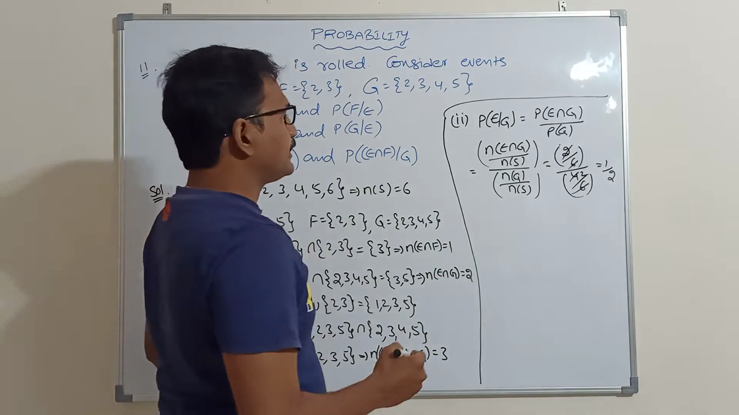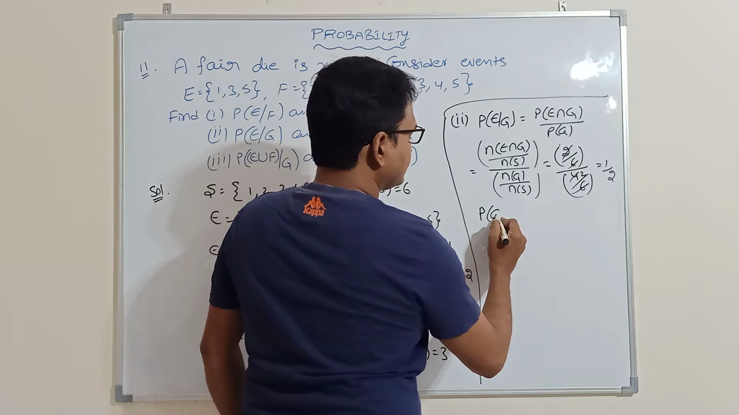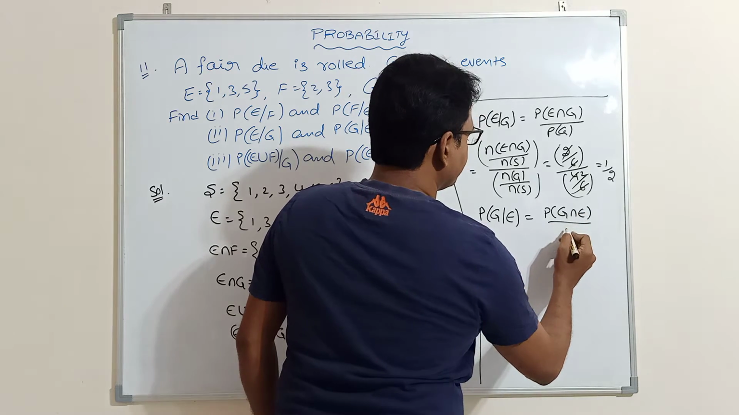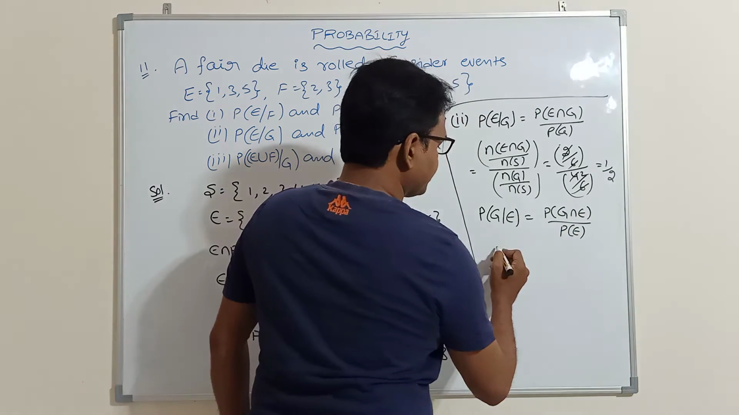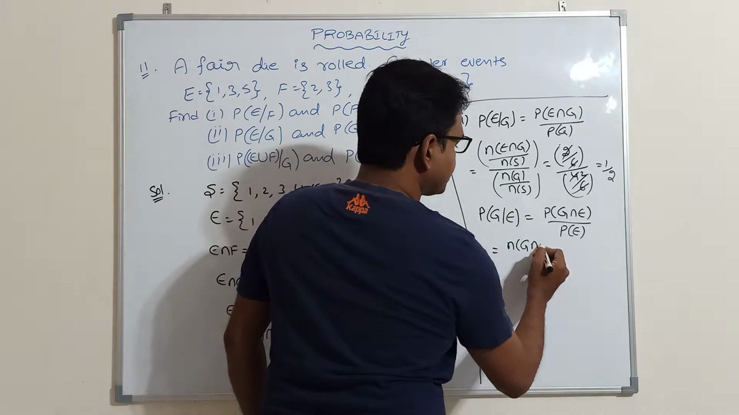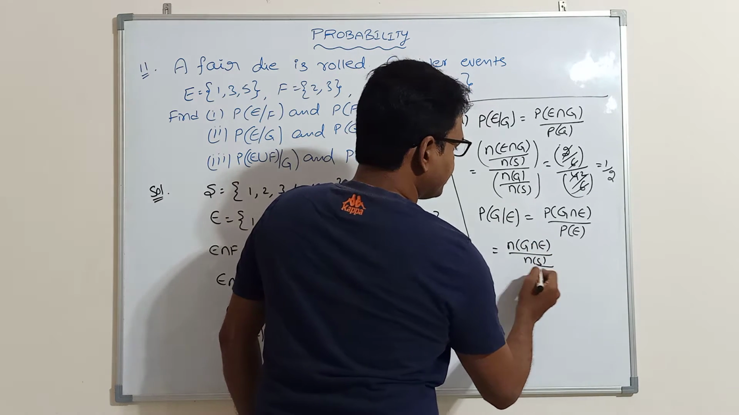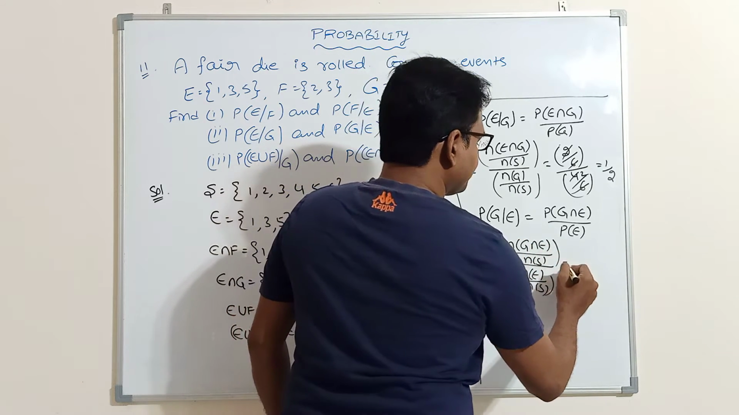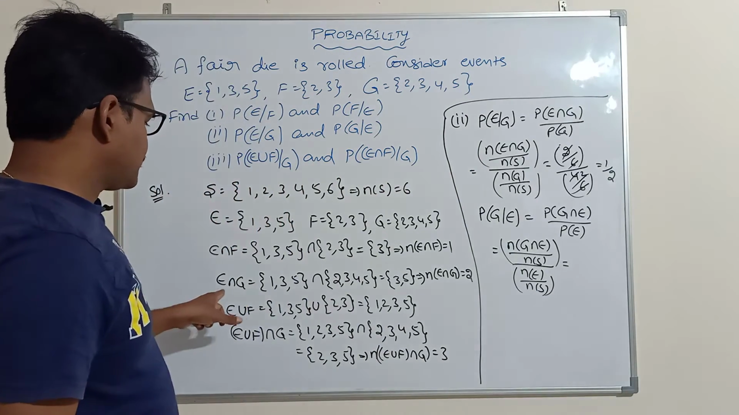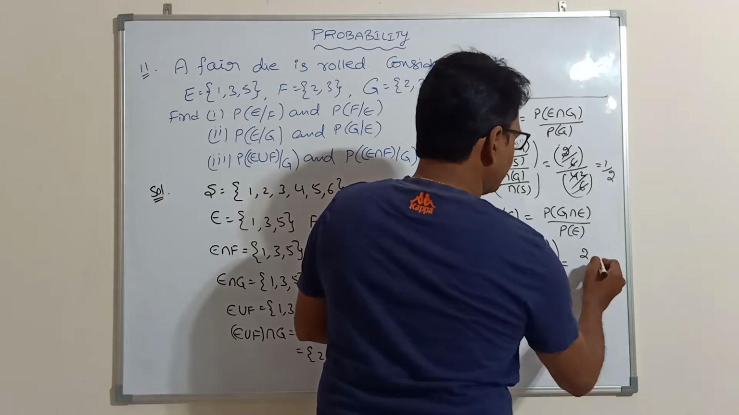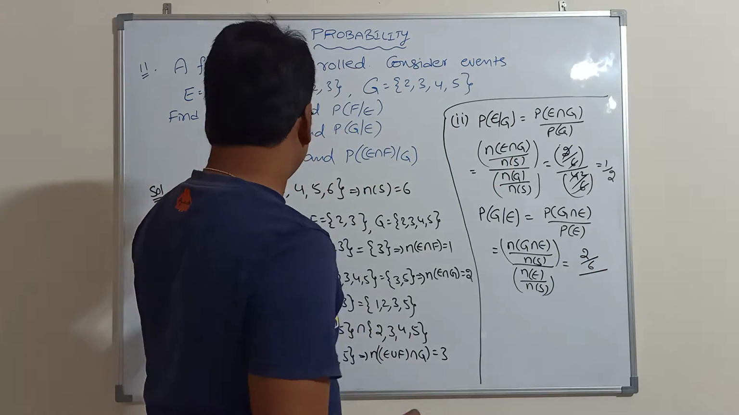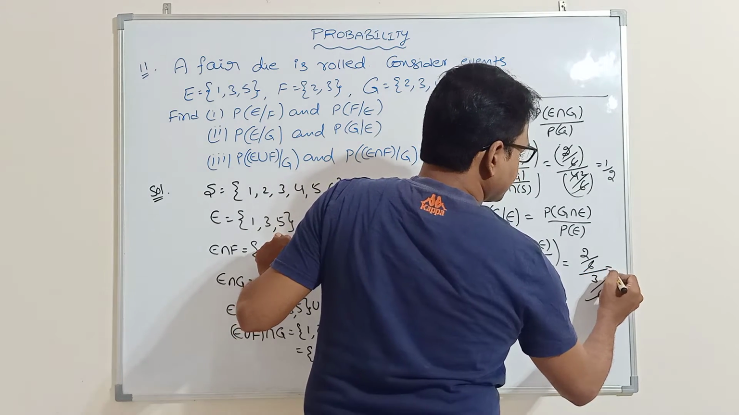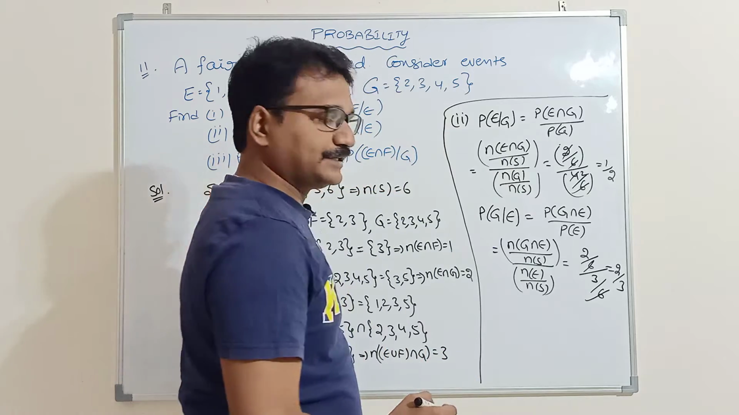In the second one more is P of G given E. P of G given E is equal to P of G intersection E by P of E. That means N of G intersection E by N of S, by N of E by N of S. G intersection E, how many elements are there? 2. 2 by 6, by N of E. The number of elements in set E is 3. 3 by 6. 6 gets cancelled. Answer is 2 by 3.